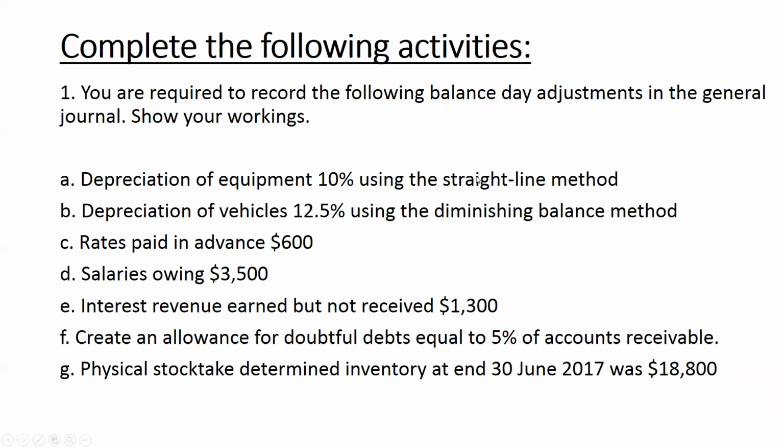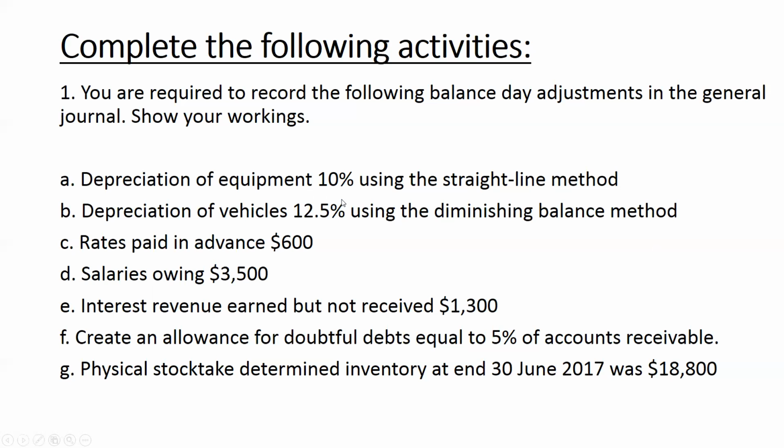For this, the first thing we have to do is, since these are transactions like depreciation of equipment at 10%, we have to prepare one journal entry for each transaction. So let's say depreciation of equipment 10% using the straight line method. In assessments 2 and 3, we also used the straight line method, so for this one we do the same.